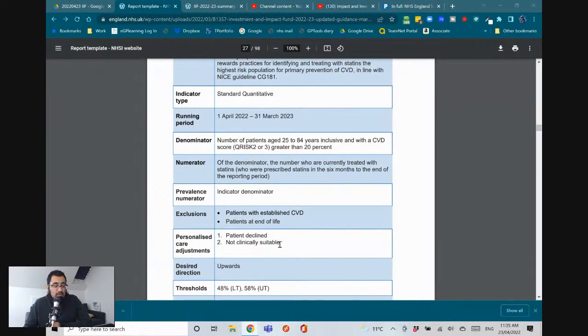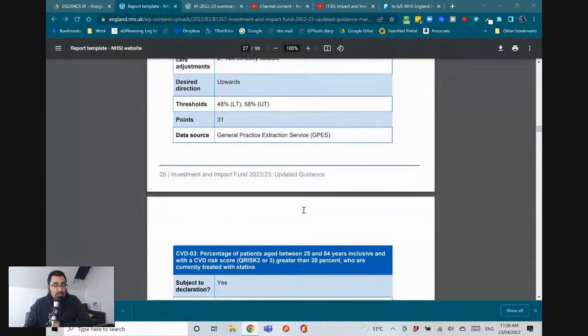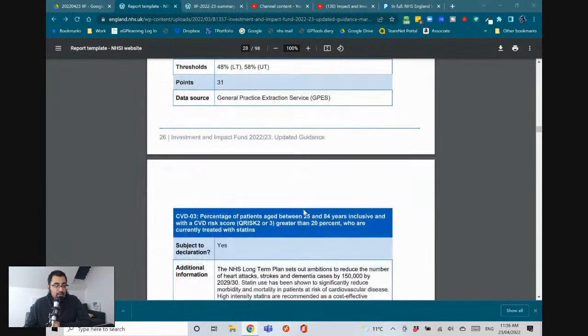Personalised care adjustments is that the patient has declined a statin, and that needs to be coded appropriately, not just documented. Coded, really important. Or if it's not clinically suitable, so I'm assuming, for example, if they're intolerant or allergic to statins. It's an upward trend with a 48% lower threshold and a 58% upper threshold, and 31 points, again with extraction through the GPES service.